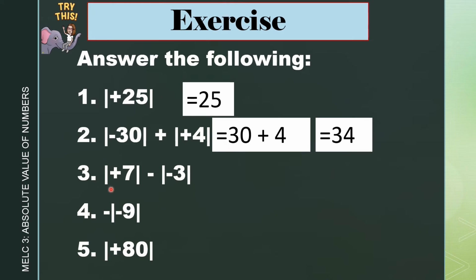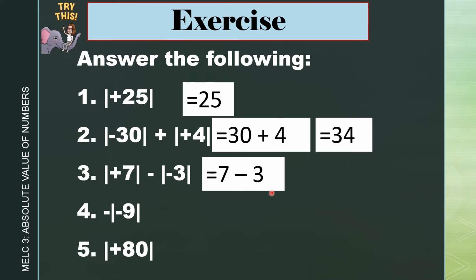For number 3, the absolute value of positive 7 minus the absolute value of negative 3 will give us 7 minus 3. So we have to simplify the absolute value of 7 first. That's 7. And the absolute value of negative 3, which is 3. And then we copy the operation, the subtraction symbol.